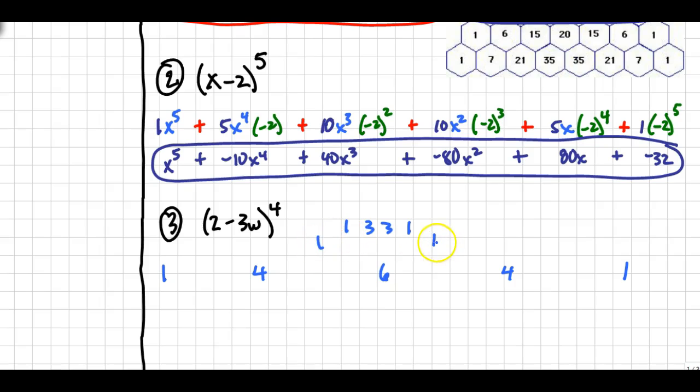Obviously the first and the last terms are going to be 1. In the middle here you're going to get a 6, and I know that the second term in and the second to last term are going to be the row number. So row 4 should be an easy one for you to know. I grabbed row 4 because the power here was a 4. Now I'm going to go through and deal with my 2 first.